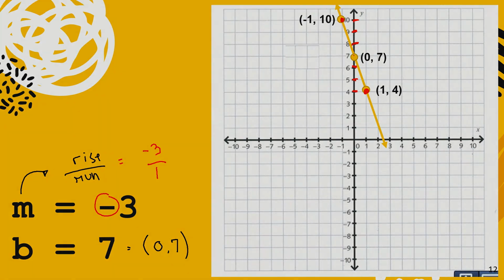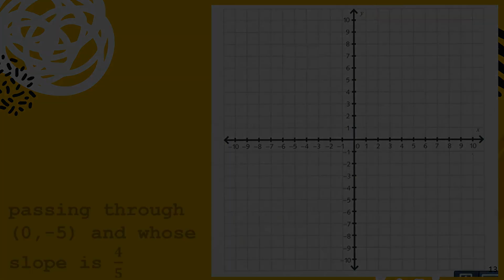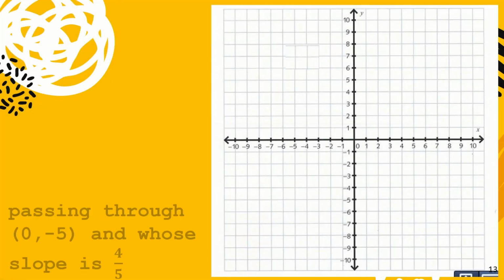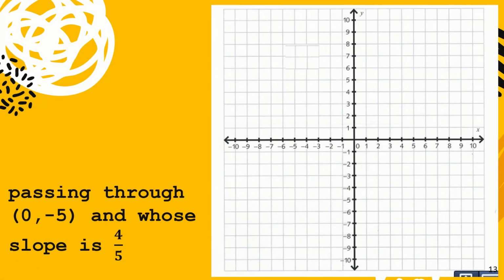Let's try another one. We are asked to graph a line passing through (0, -5) as our y-intercept and whose slope is 4 over 5. The first thing to do is to plot our y-intercept. So we need (0, -5). It is on the y-axis. Then let's apply the concept of rise over run. We need to rise, or go up, 4 steps.